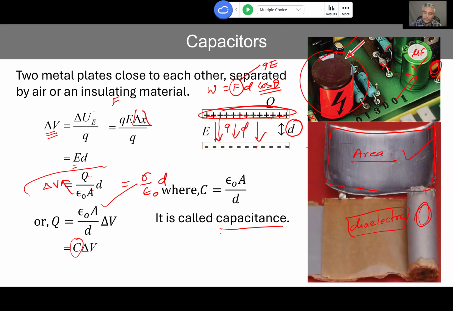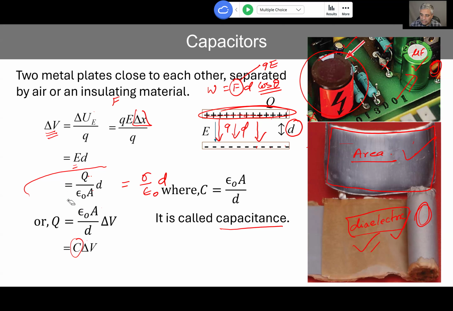And how do we make a capacitor larger? Make the area larger, make the separation distance between them smaller. See how D is in the denominator? So capacitance is inversely related to distance, directly related to area, and this quantity. When you have a material like this, a dielectric, then this changes a little bit. We'll talk about that separately.